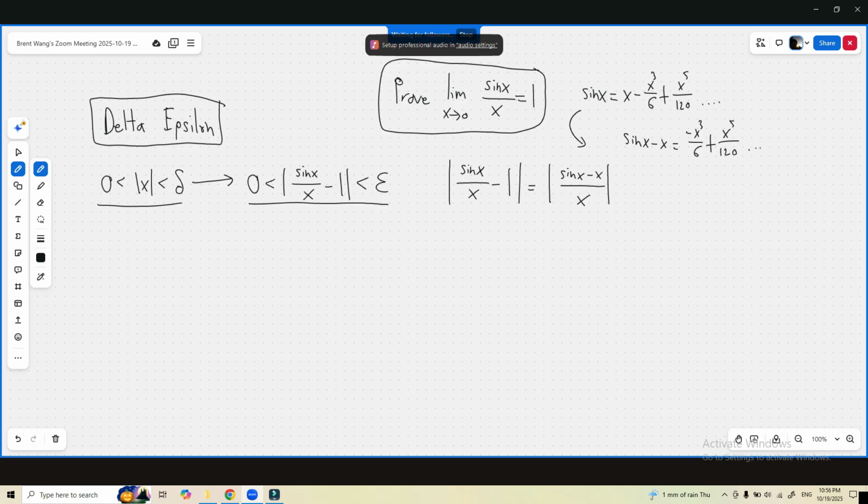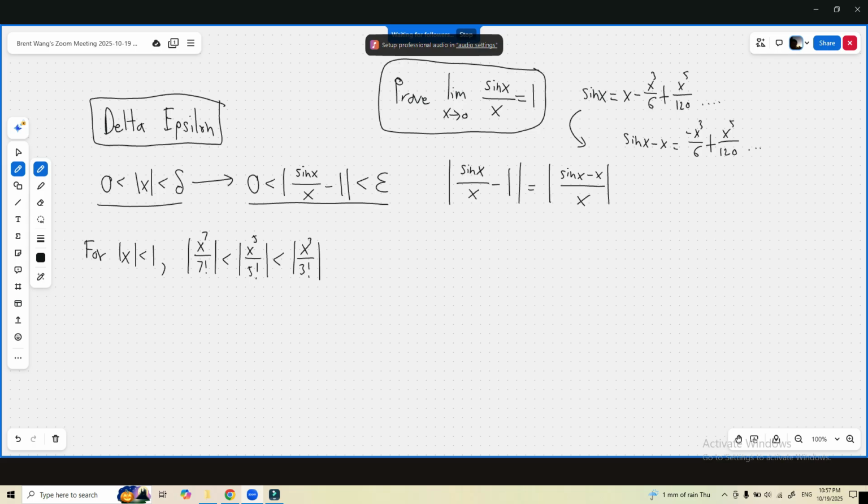Now, this is where things get interesting. If the absolute value of x is less than 1, then what we have here is the absolute value of x^7 over 7 factorial is going to be less than the absolute value of x^5 over 5 factorial, which is going to be less than absolute value of x cubed over 3 factorial. And why is this important?